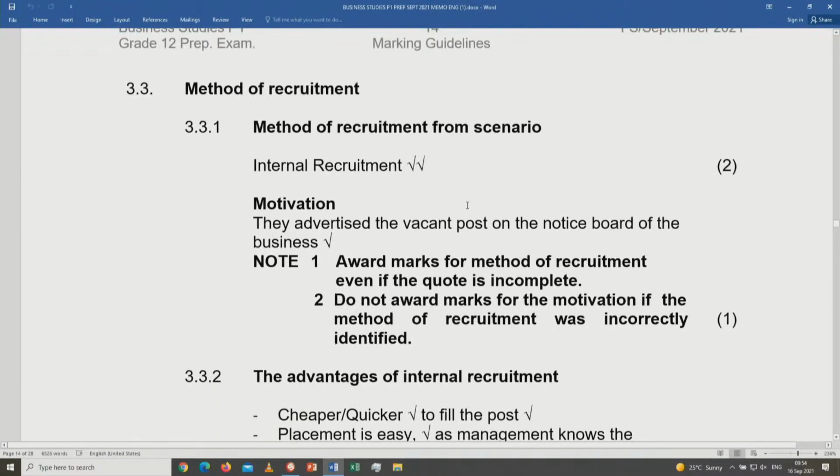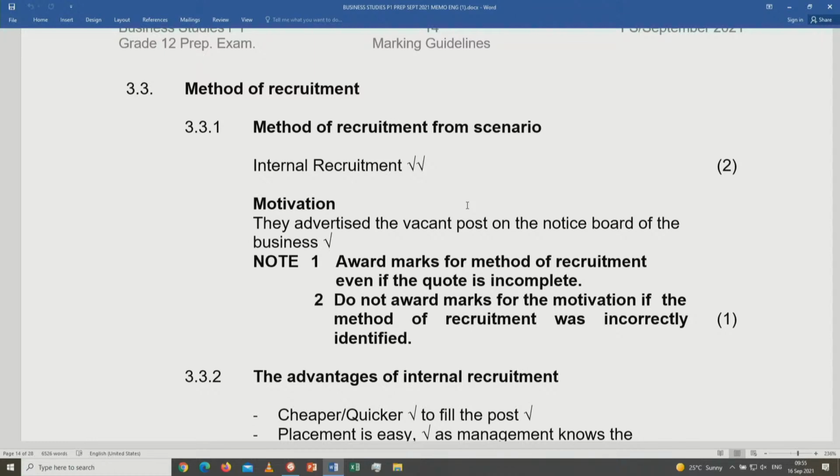The method of recruitment from the scenario is internal. What is the motivation for that? Because they advertise the vacant post on a notice board of the business. It was done internally. It's 3 marks. Look at the note. Award marks for method of recruitment, even if the code is incomplete. So if the learner said internal recruitment, it's 2 marks, even if the code is incomplete. Do not award marks for the motivation if the method of recruitment was incorrectly identified.